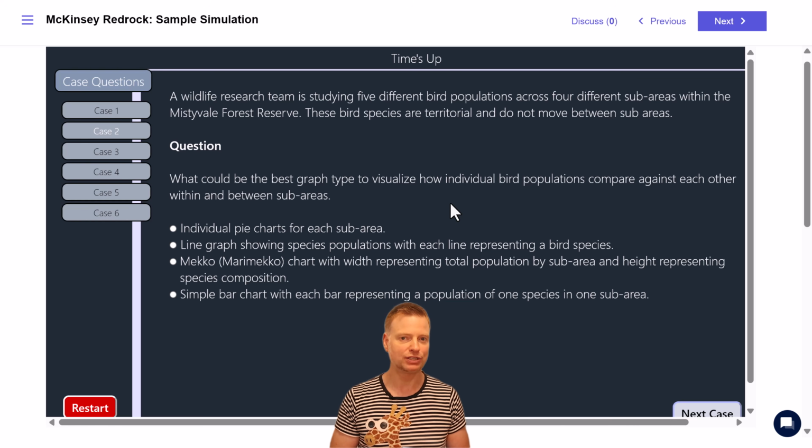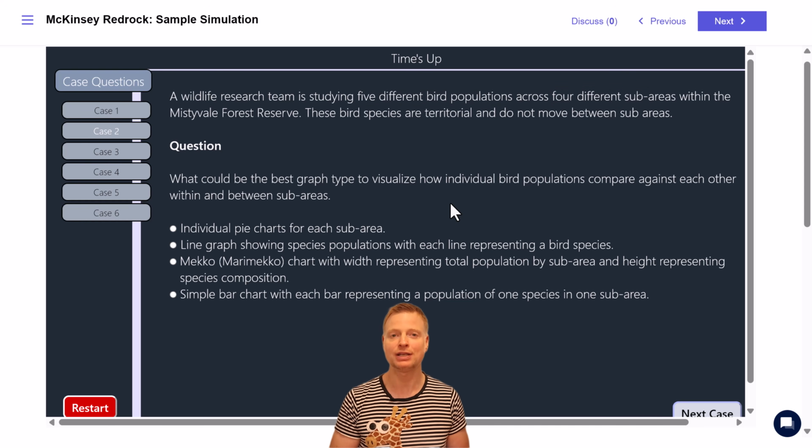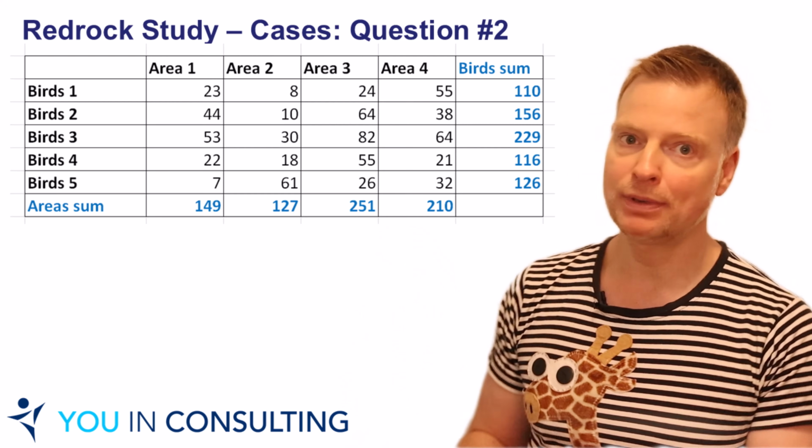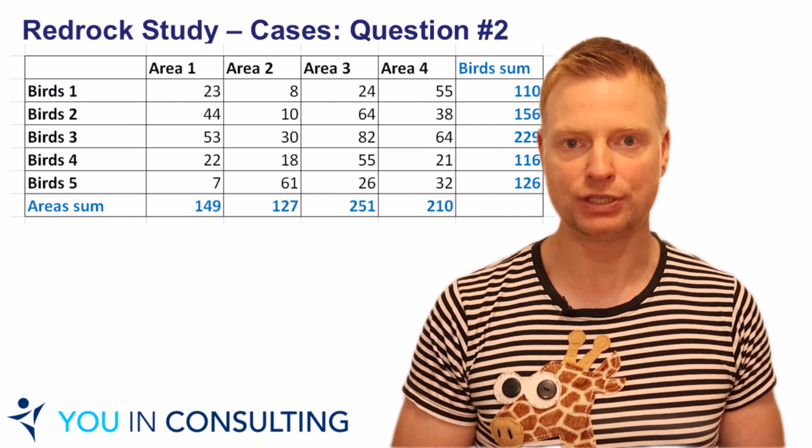Two dimensions are mentioned, 5 different bird populations and the 4 different sub-areas of the forest. Combining these 2 almost screams for a 3rd dimension not mentioned explicitly. How does the size of the populations evolve if you consider bird populations by sub-area? I have created a little example table with dummy numbers for illustration.